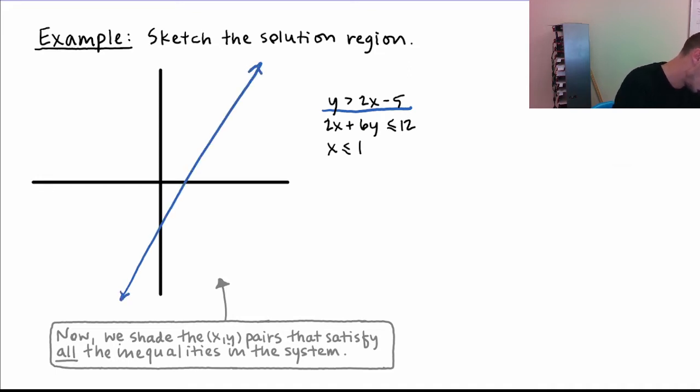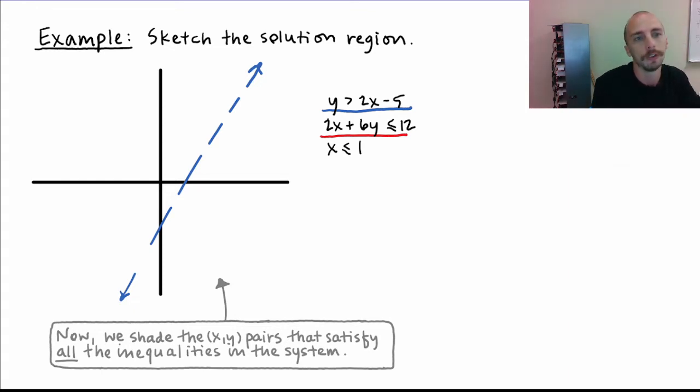We knew it needed to be a dotted line because of the strictly greater than, and we can make that happen. It doesn't need to be super dotted or anything, it just needs to not be solid. And so it's going to be above that. But I'll come back to that in a little bit, because I don't want to have so much shading going on that I can't tell what's going on. So then I will graph the second one.